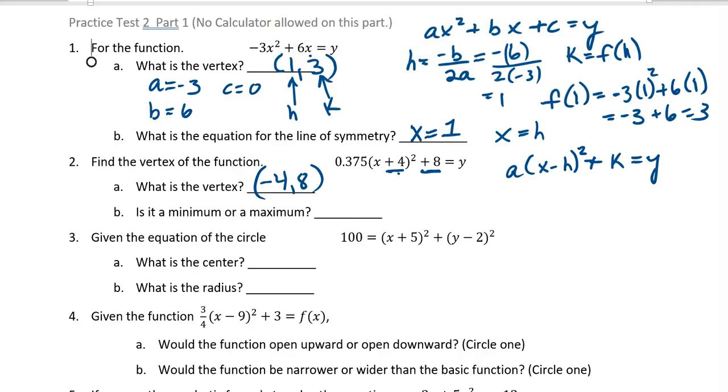And is it a minimum or a maximum? Well, minimum and maximum should be easy because all we need to look at is our a. And the a is the number in front of the squared expression. In this case, it's 0.375. If a is greater than 0, so it's positive, positive people like to smile. So that means our parabola points upward, which would mean that our vertex would be the lowest point on the graph, and that would be a minimum.